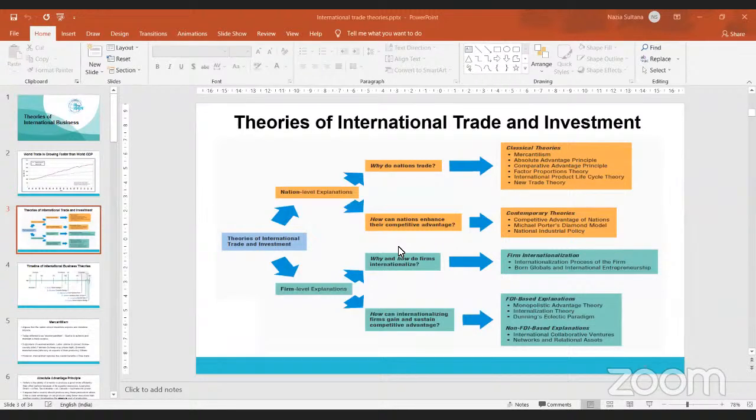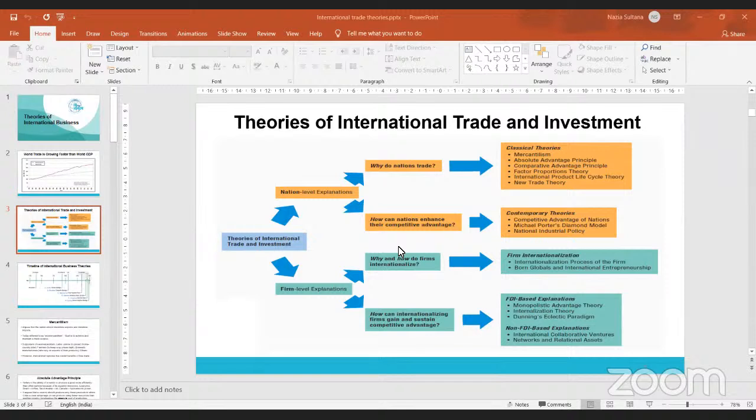theories of international trade. What is international trade? What is balance of payment? What is balance of trade? What are the items which are there in balance of payment and balance of trade? And then you proceed with exchange rate determination and all, because basic concepts are explained to you therein.